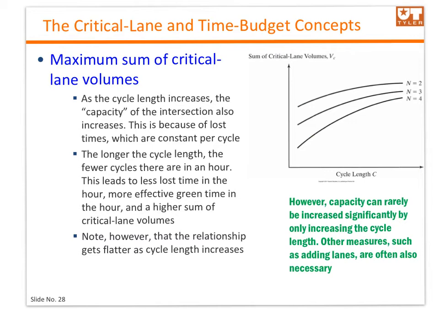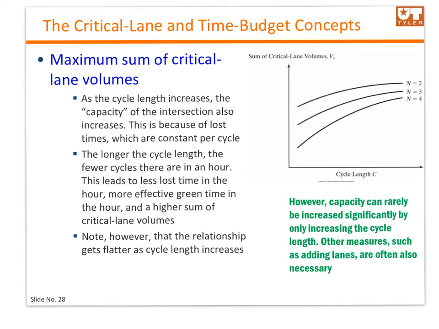What I'm trying to say is, if I change the cycle length from 30 seconds to 60 seconds, that means in 1 hour I'm going to have 30 cycles rather than 120 cycles per hour at 30 seconds. So what does that mean? I'm reducing the number of cycles per hour, and that means the lost time, which is pretty much constant per cycle, is going to be reduced significantly by increasing the cycle length, and therefore the capacity, or the sum of critical lane volume, is going to increase.